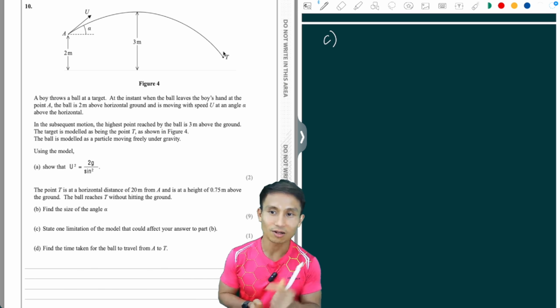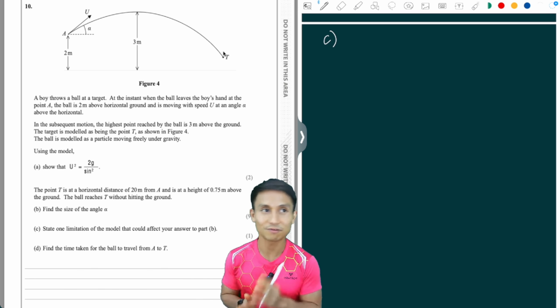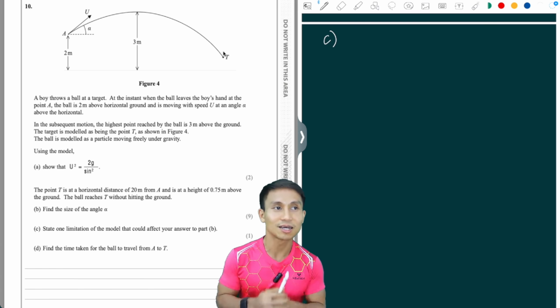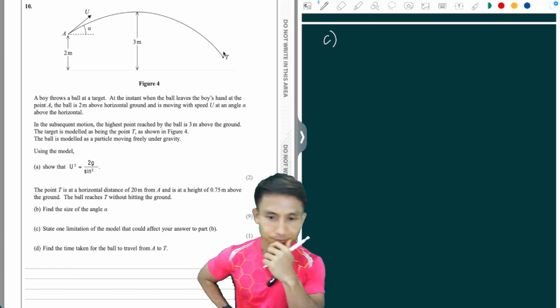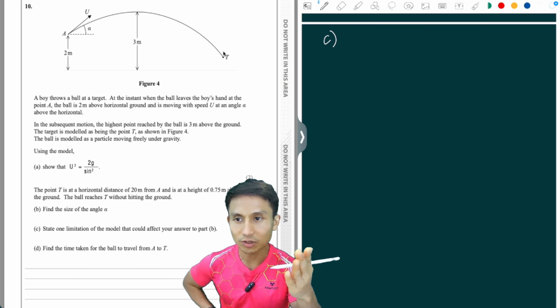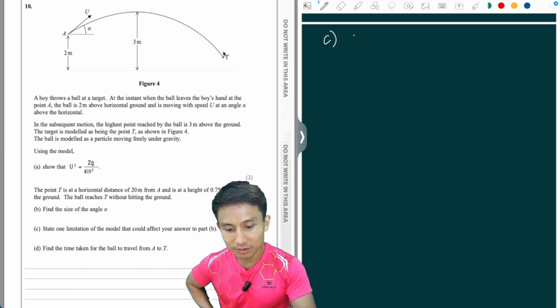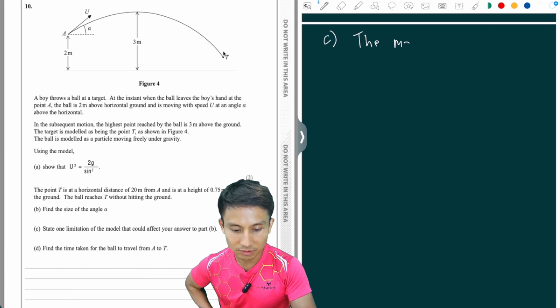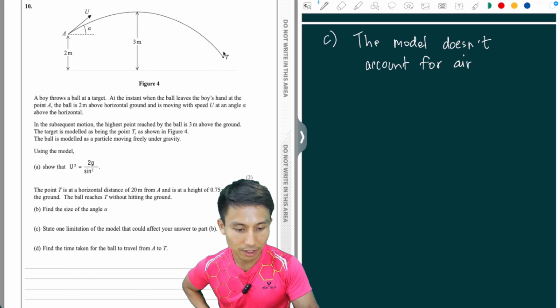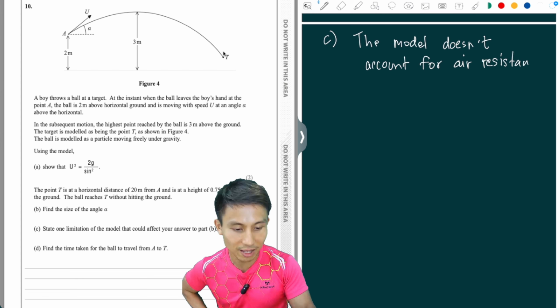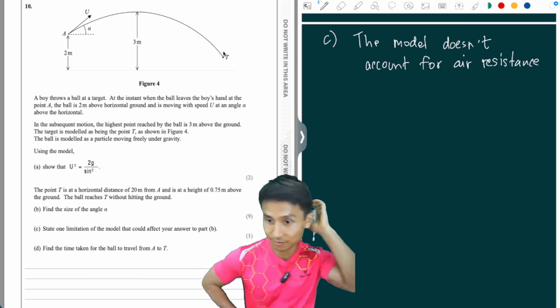Particularly if the ball is light. Yeah, if the ball is light, like a light object, air resistance will become a big deal. Okay, now, because they don't include it here, the model doesn't account for air resistance. Yeah, and that is the big deal. So it might affect the value of alpha.